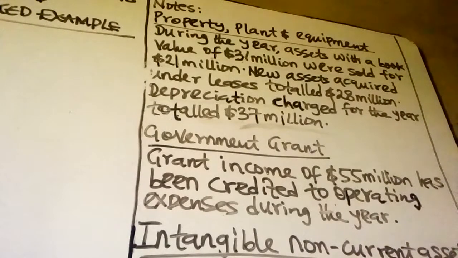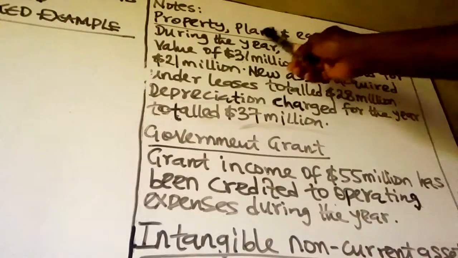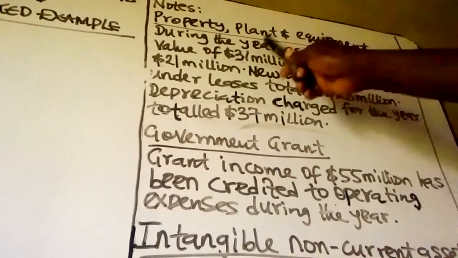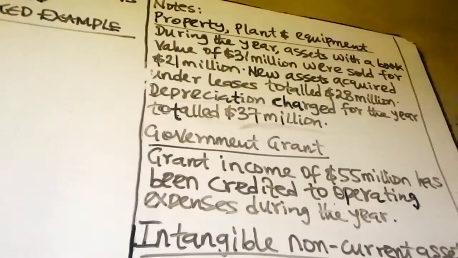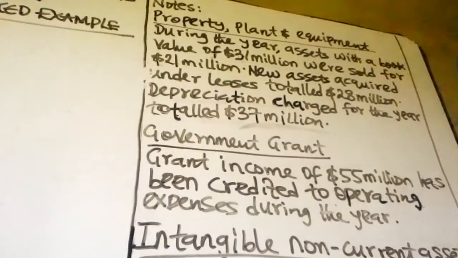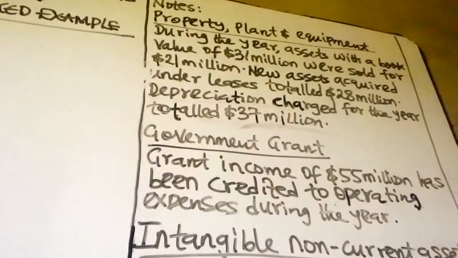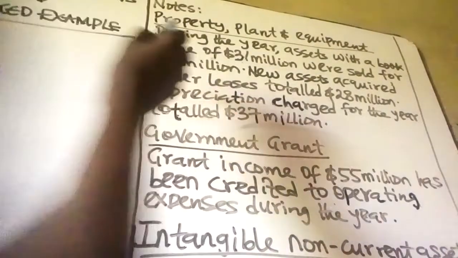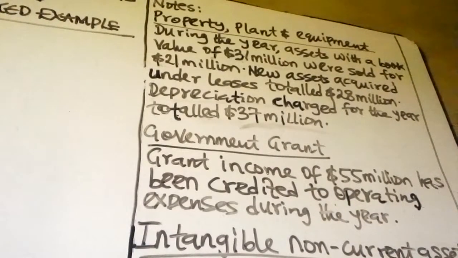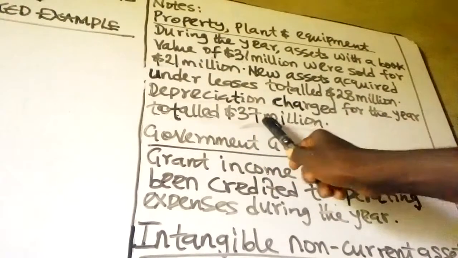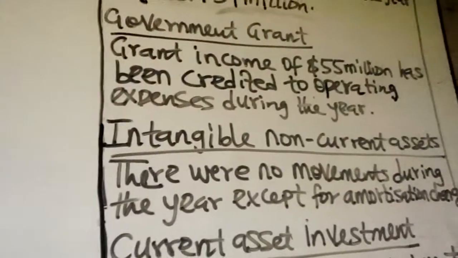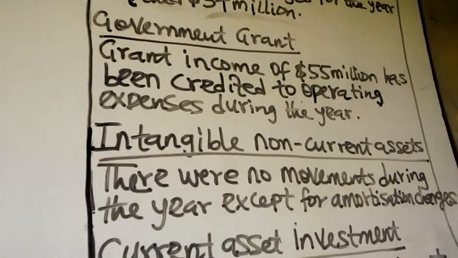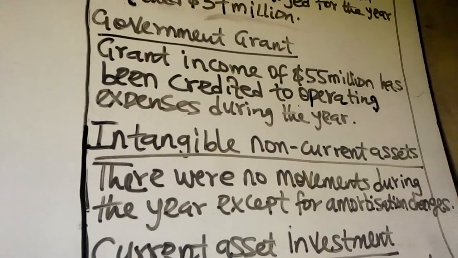Then we have notes. The first note, we have property, plant and equipment. During the year, assets with a book value of $31 million were sold for $21 million. New assets acquired under leases totaled $28 million. Depreciation charge for the year totaled $37 million. The second note is government grant. Grant income of $55 million has been credited to operating expenses during the year.